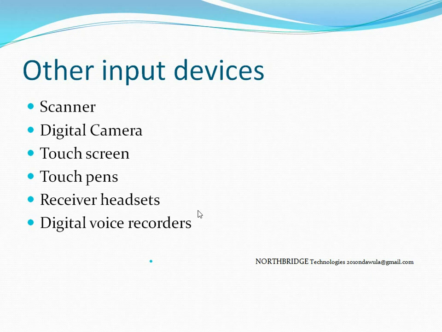Then we have what we call touch pens. You've seen phones that have small pens that you use while tapping onto the screen, and pens that can sign on pads, where you put your signature on a document online. So those are touch pens. We have receiver headsets. These are input devices, because when I talk while wearing a headset, the other person who has called me will hear me very well.